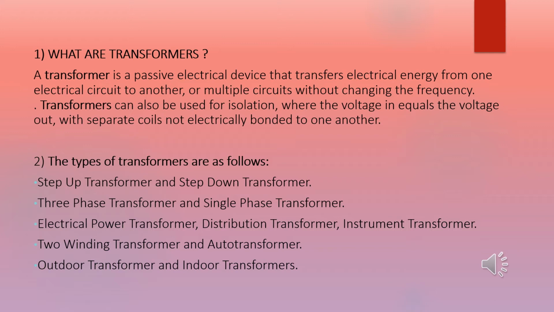Fourth type, two winding transformer and auto transformer. Two winding transformer means you have two windings. One will act as the input side and the second one will act as the output side winding. So the input will be the first winding and the output will be the second winding for the two winding transformer. Auto transformer, you have a single winding that will act as the input as well as the output. The fifth type is outdoor transformers and indoor transformers.